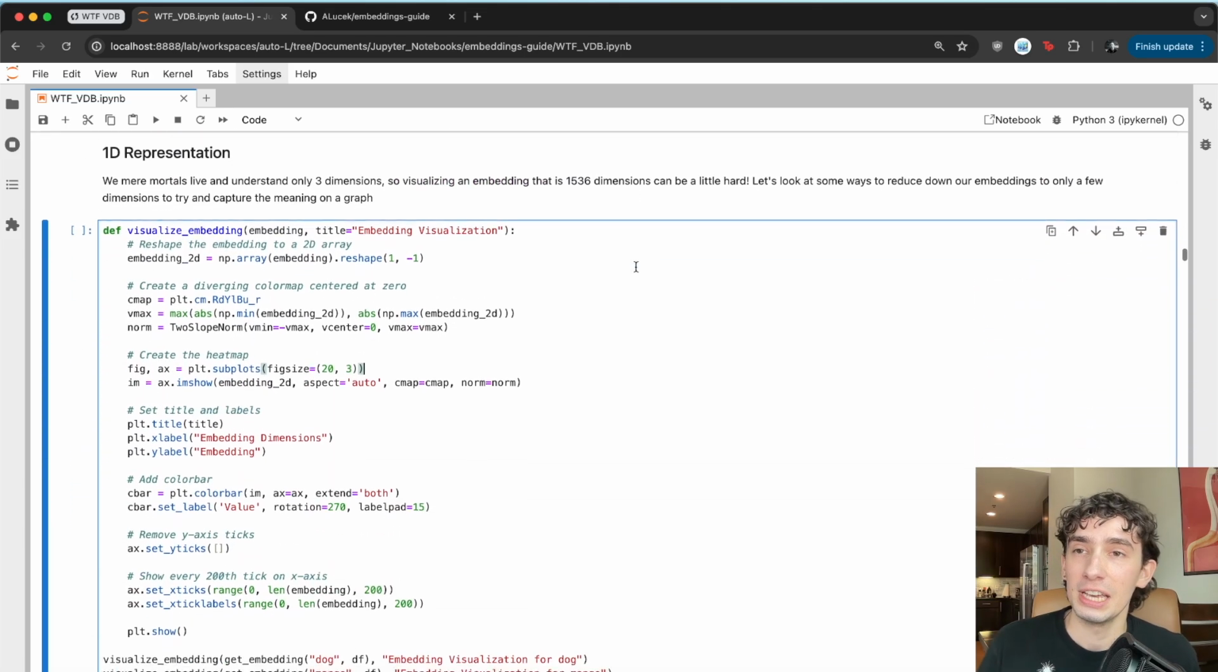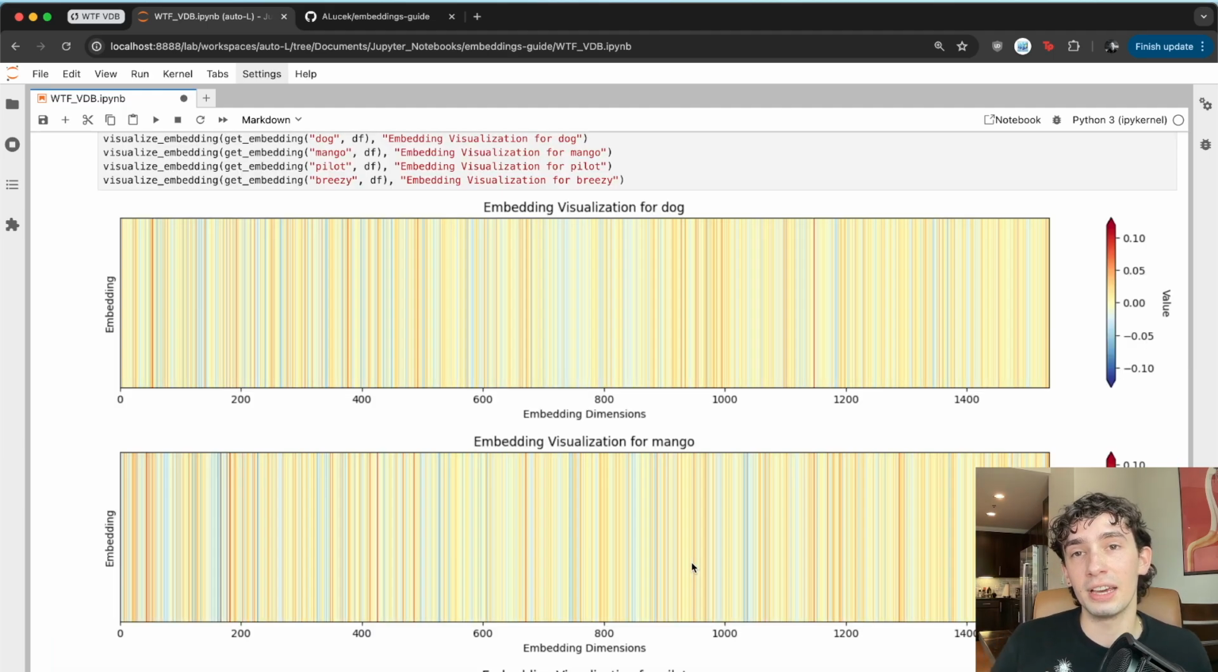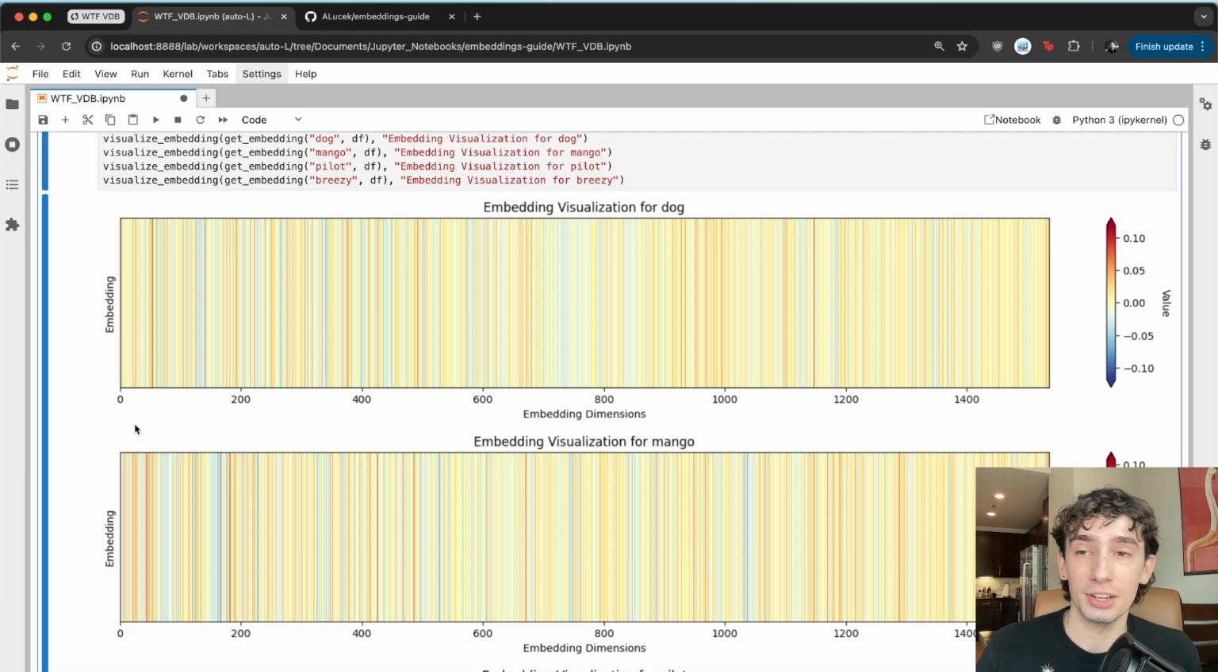And of course, if we're thinking about this in terms of graphs and visualizing it, we as humans really only understand 3 dimensions. So visualizing these embeddings can be a little bit tricky, but let's show 3 different representations from 1-dimensional up to 3-dimensional to get a better understanding of this. Starting with visualizing a vector embedding for a couple words in 1 dimension.